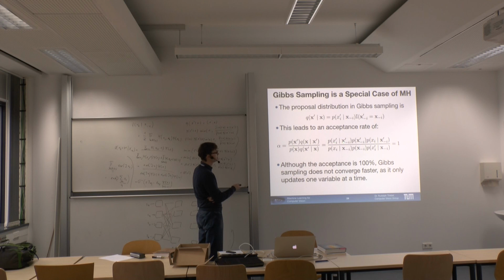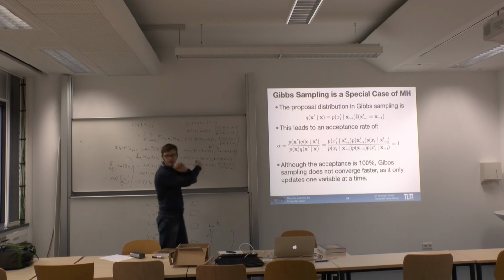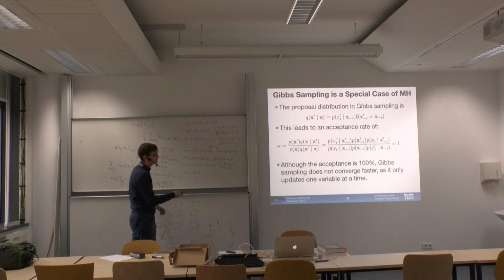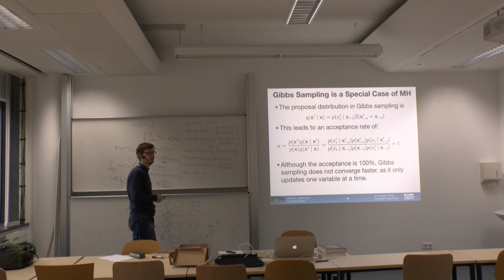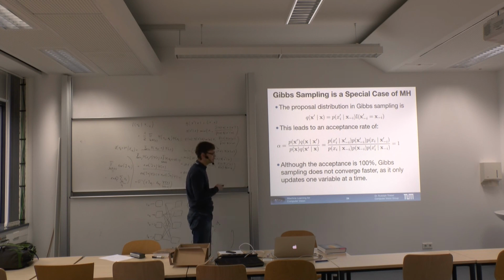Now we have x prime given x, which is the same as here. We cancel this out against this, and this against this, and this against this. So we cancel out crosswise. And what remains is 1. So the acceptance rate of this is 1. We never reject. Gibbs sampling is the same as Metropolis-Hastings, with the difference that we never reject the sample.